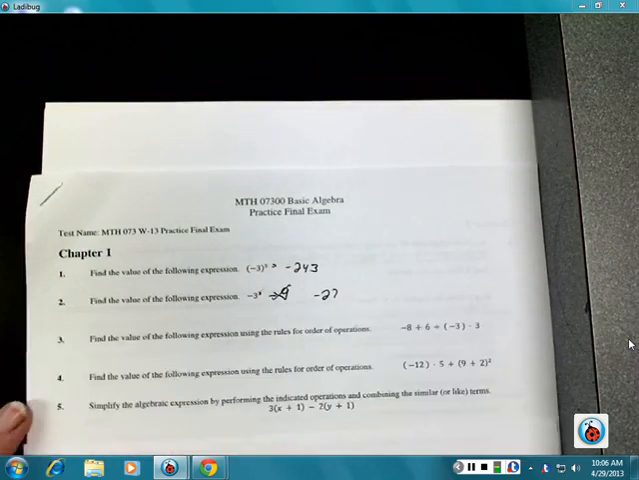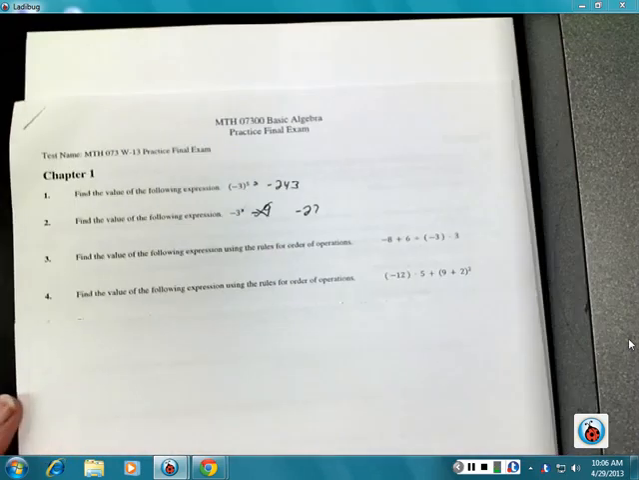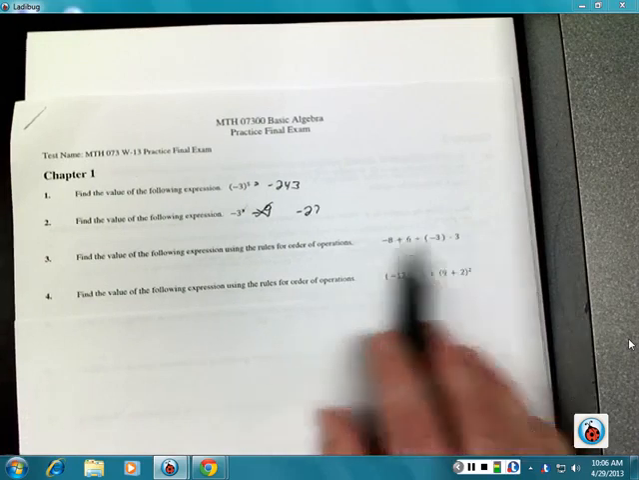All right, continuing on. Are we okay with the next 2? Order of operations. Good with those? Okay. Work from left to right, right? Left to right all your way through.